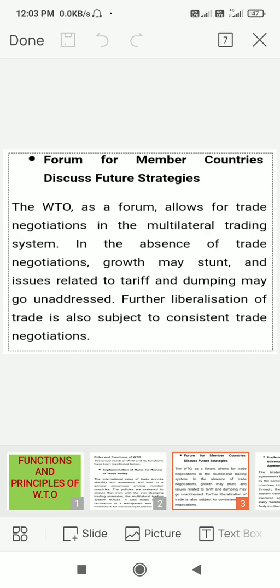The second function is called forum for member countries to discuss future strategies. The countries which are members of WTO have a forum where they can discuss different strategies which they are going to take for future international trade. The liberalization of trade is also subject to constant trade negotiation. We have written that in the absence of trade negotiation, growth may stall and issues related to tariff and dumping may go unaddressed. So that's why discussion is very important, and it is another function of WTO for international business.